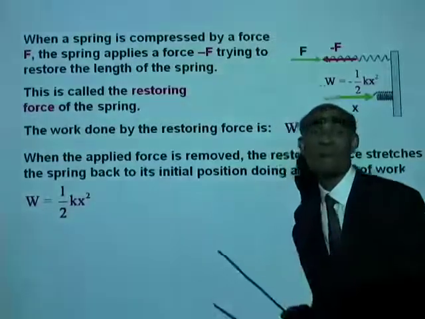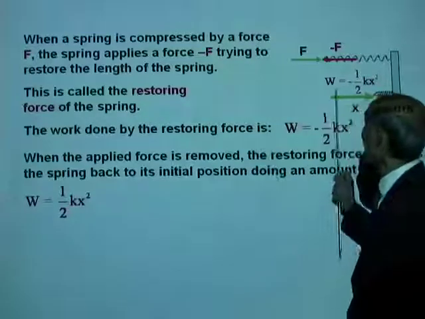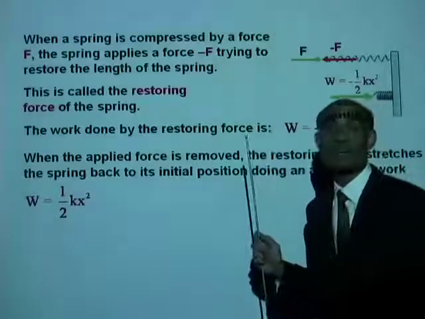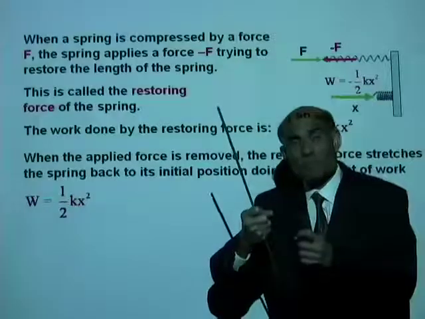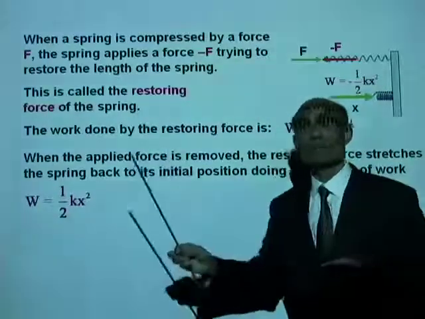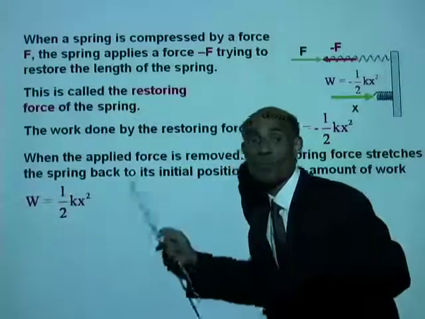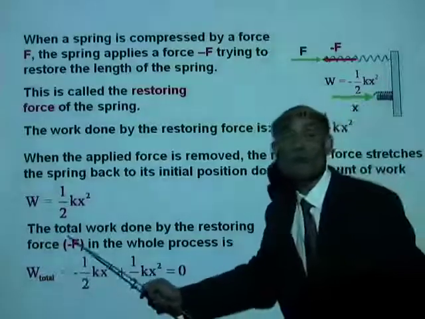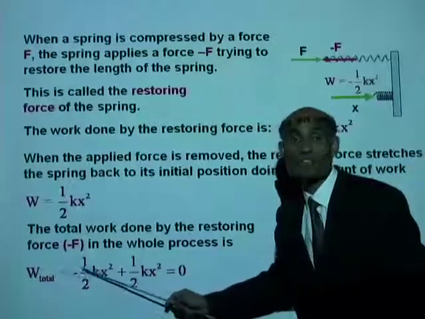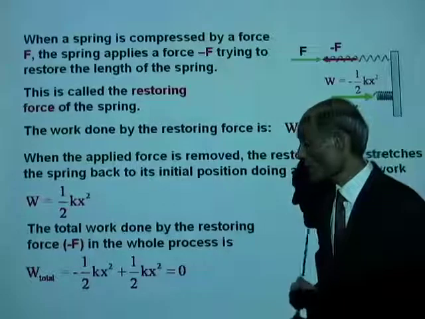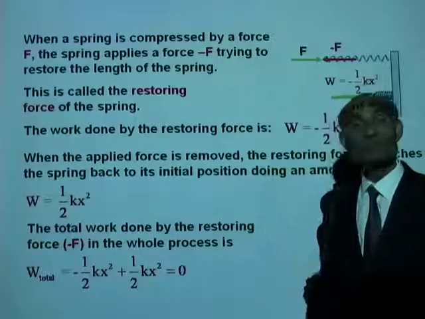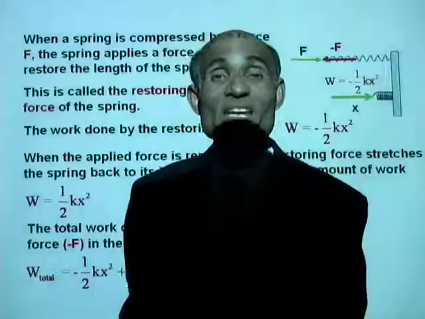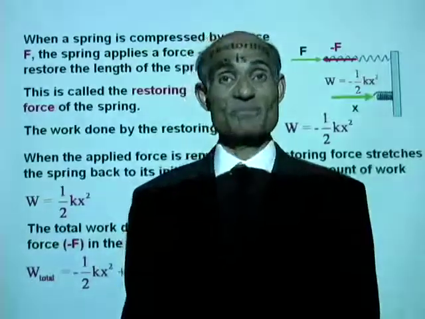W equal to 1/2 kx squared. So while compressing, the work done by the restoring force is negative 1/2 kx squared. When the external force is removed, the work done by the restoring force is positive 1/2 kx squared. Therefore, the total work done by the restoring force is negative 1/2 kx squared plus 1/2 kx squared, equal to 0, which indicates that the restoring force of a spring is a conservative force.